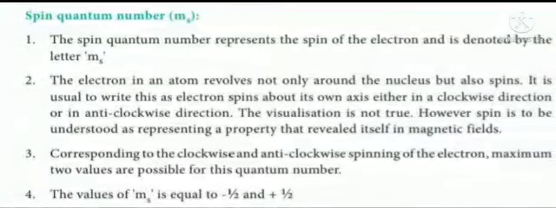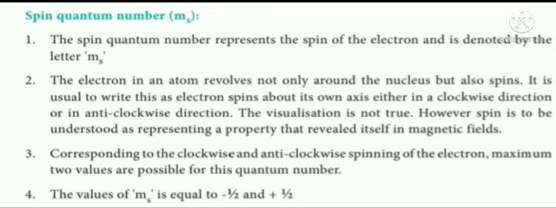Spin quantum number. The spin quantum number represents the spin of the electron and is denoted by the letter ms. Spin quantum number explains about rotation of the electron or spinning of the electron. It is to be given for first point.